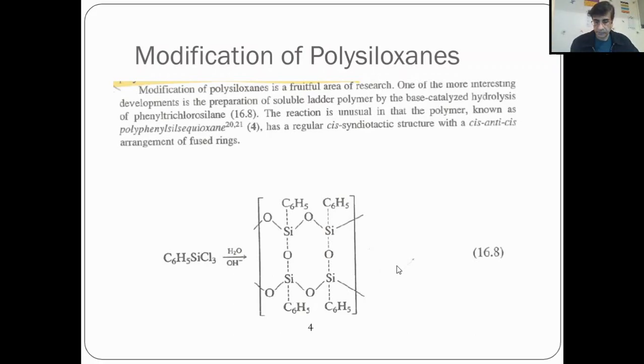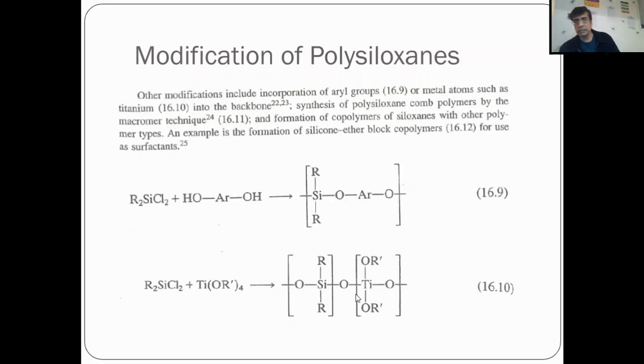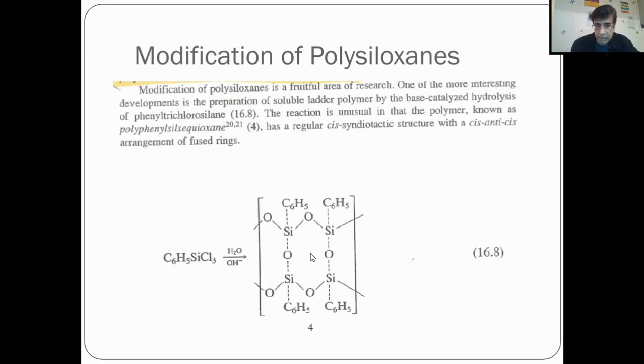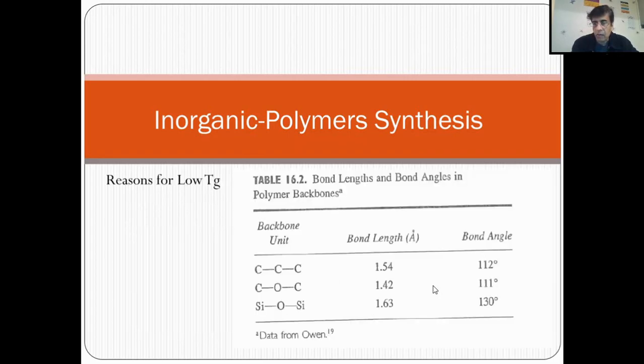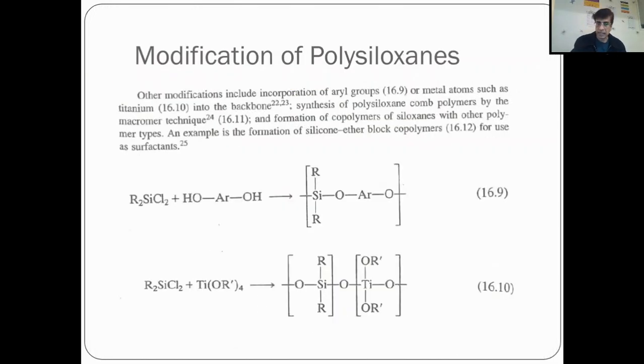Okay, now another modification is introducing an aromatic ring in the backbone. Look at the siloxane polymer here: there is no aromatic ring in the backbone, only silicon, oxygen, silicon, oxygen. Now we want to introduce an aromatic ring within the chain backbone.